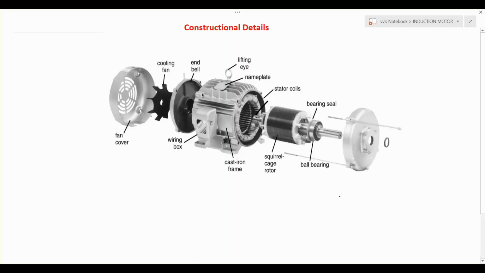These are the different parts of a three-phase induction machine: fan cover, cooling fan, stator, rotor, bearing, shaft, bearing seal. So these are all the different parts available in the induction machine. There are mainly two essential parts. One is the stator, which is a stationary part, and the second one is the rotor, which is rotating.